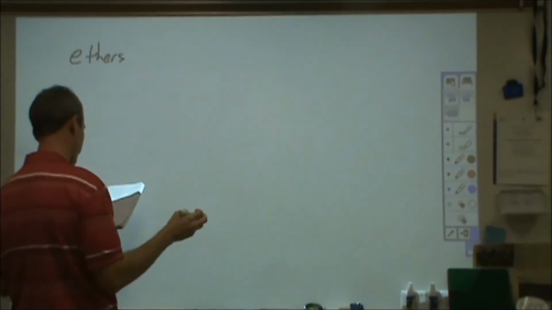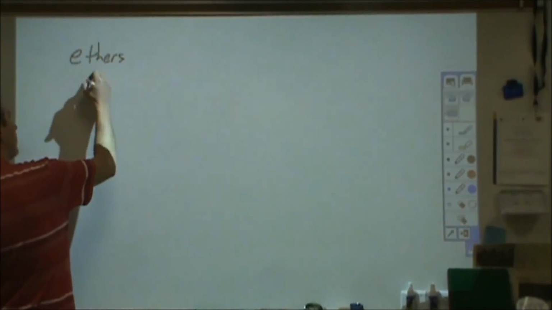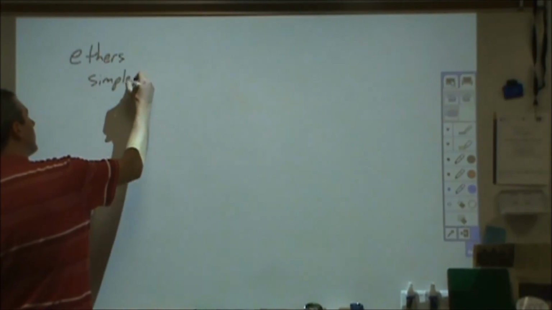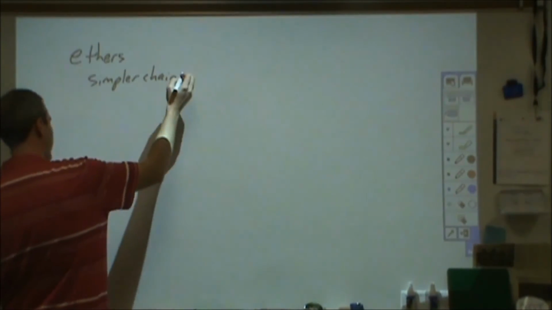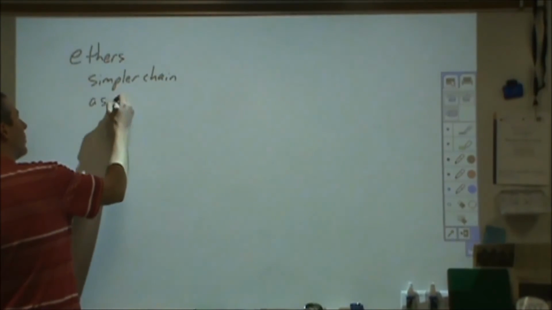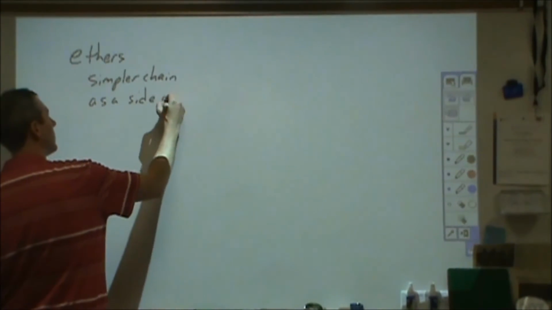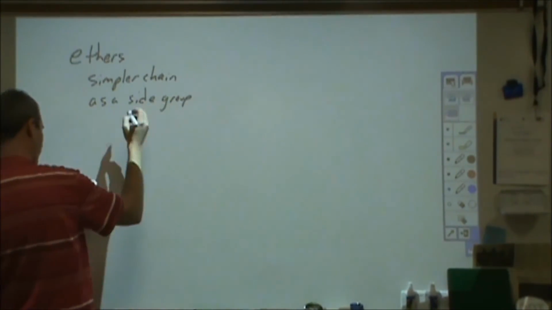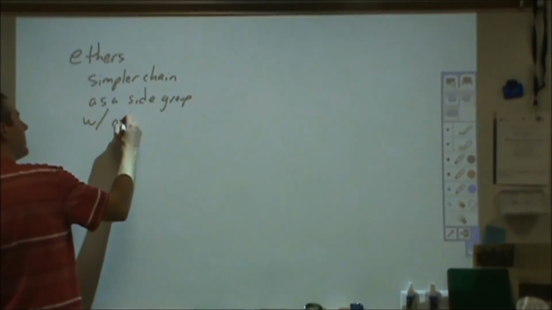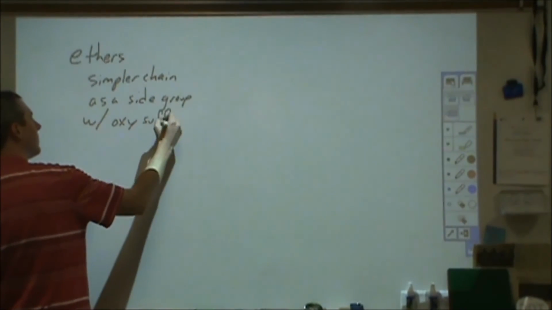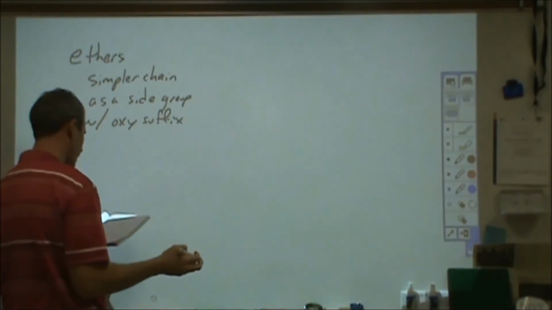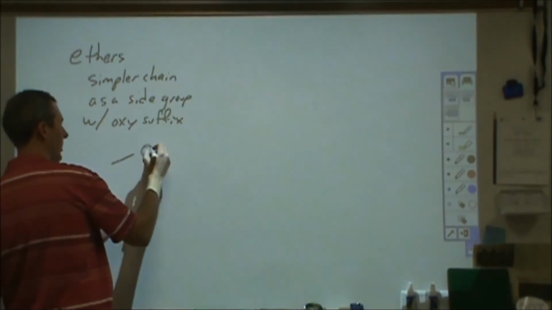For ethers, you're going to take the simpler chain, which might be a tie in some cases, as a side group. And you're going to use an oxy suffix. Okay, so this one's a little more complicated. Let's look at a simple example here.